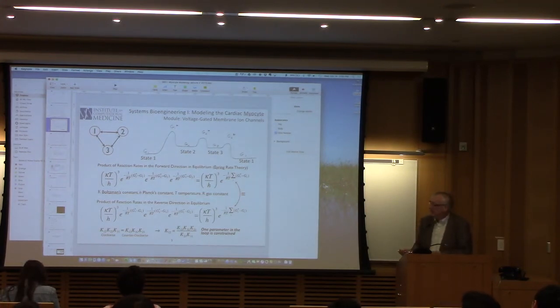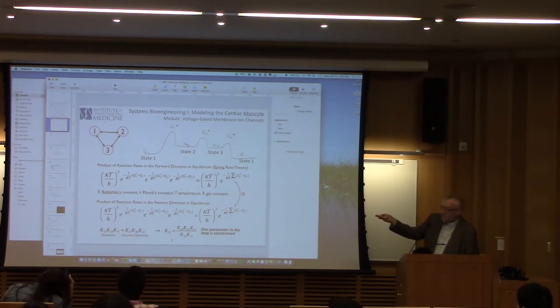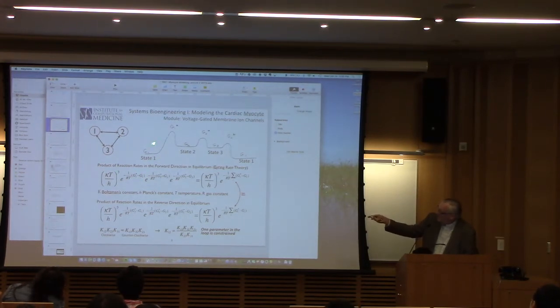And statistical mechanical theory, in particular Eyring rate theory, tells us that the rate of transition from a state of Gibbs free energy G1 to a state of Gibbs free energy G2, where the energy barrier separating them is G1* minus G1, that rate in transitions per unit time is kT over h times this quantity here. And so this exponential term here is the height of this energy barrier.